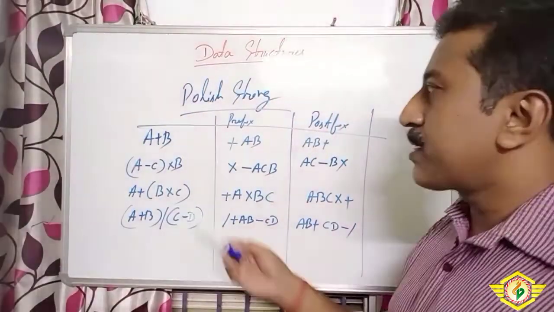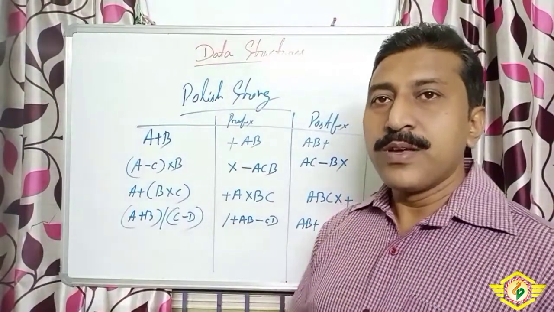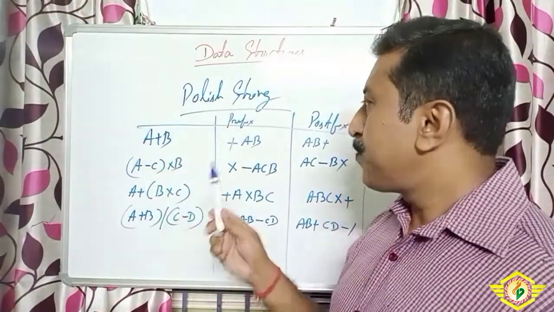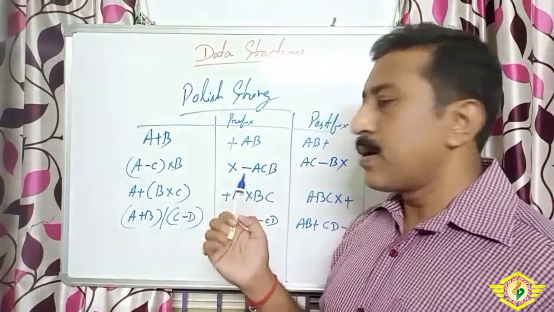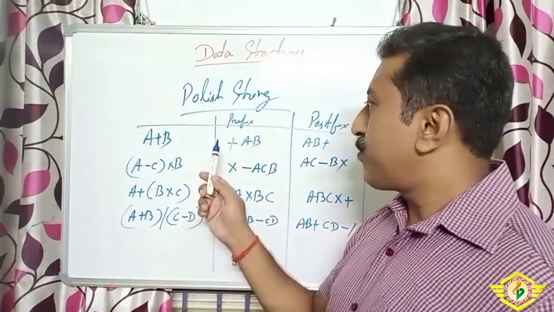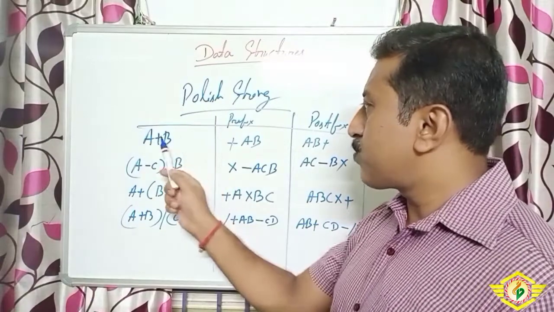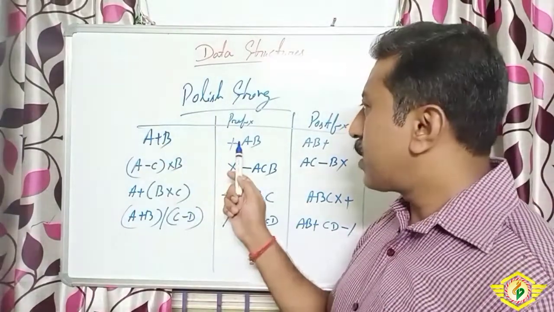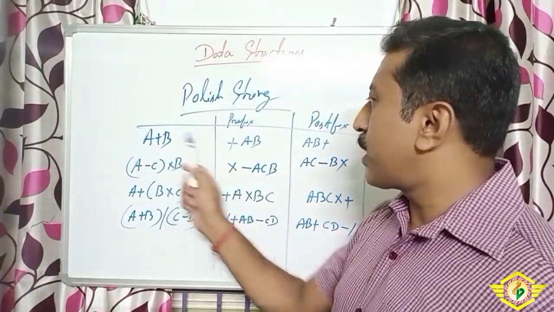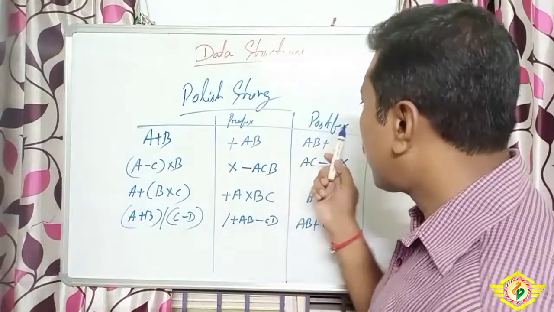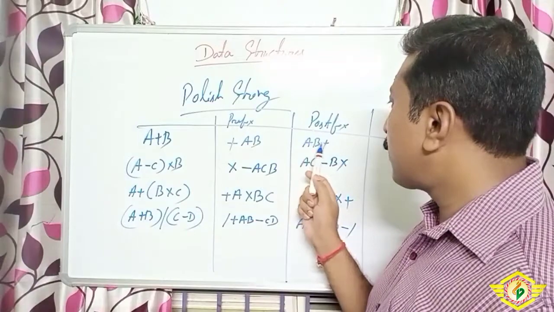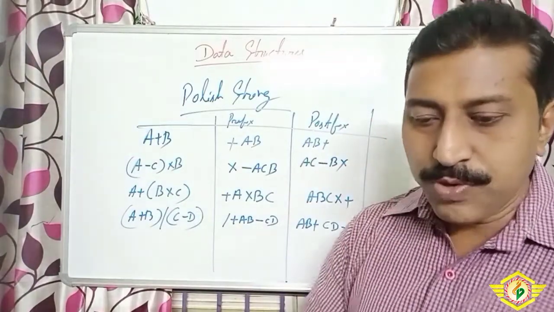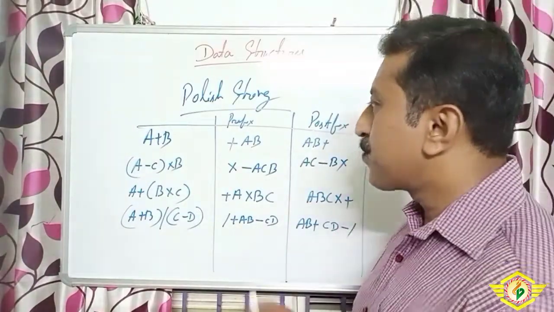So the first one is a plus b. In the case of a plus b, prefix means the operator should be at the beginning, before the operands. The operands are a and b, so this plus sign will come before a, that means plus a b. But in case of postfix, this plus will come after b, so it will be a b plus. Okay, I hope you understood, students. We'll go for the next one.